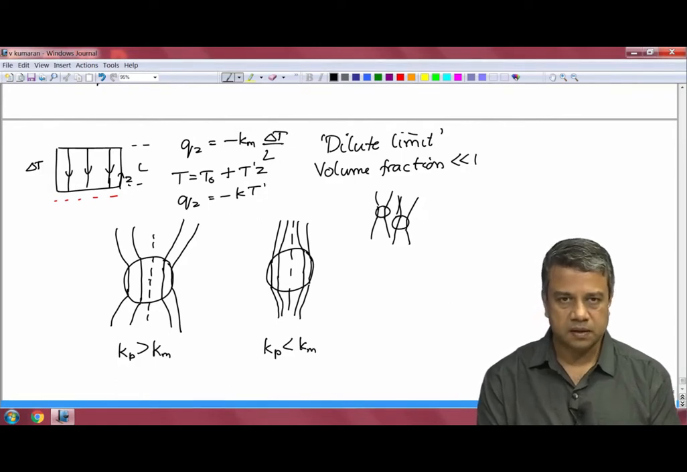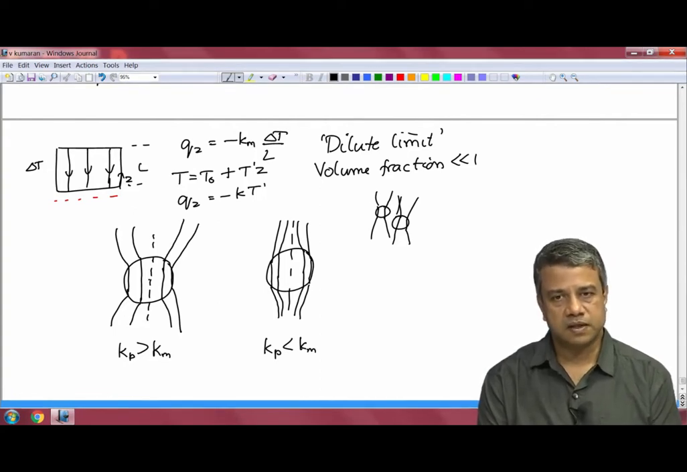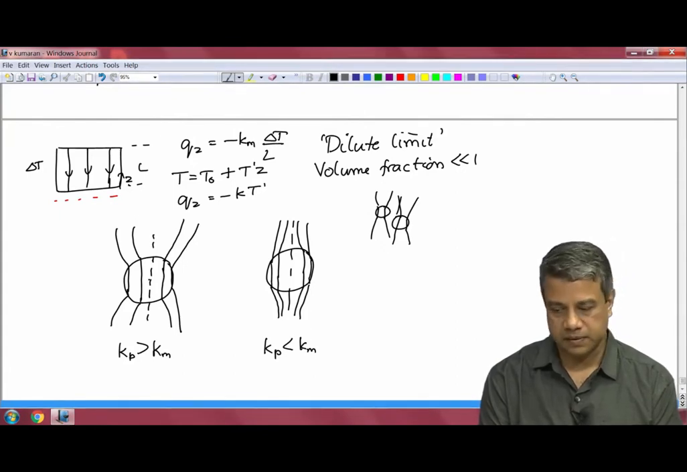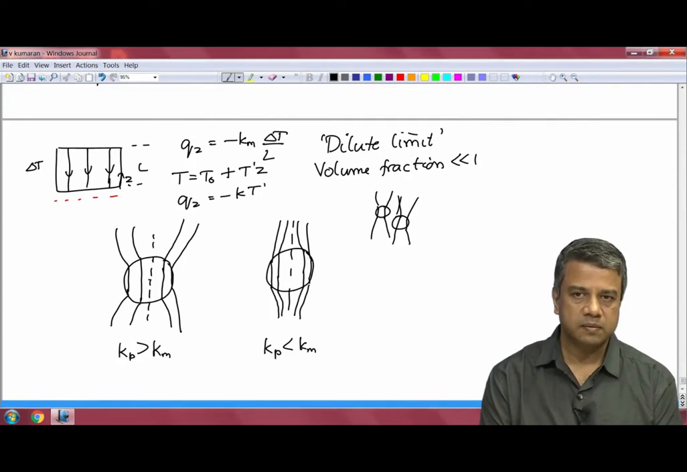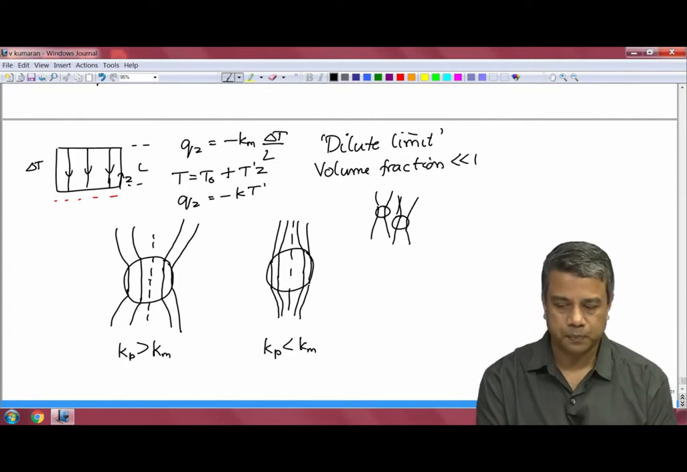When there is a particle, depending upon whether it is more or less conducting, the heat flux lines will either come preferentially through the particle or they will preferentially go around the particle. The former if the particle conductivity is greater than the matrix conductivity, and the latter when the particle is more insulating than the matrix. And because of this disturbance to the flux lines, there is going to be a disturbance to the heat flux.